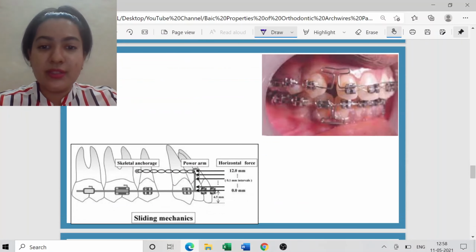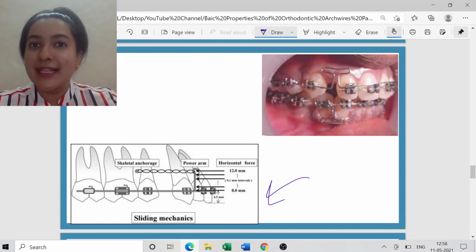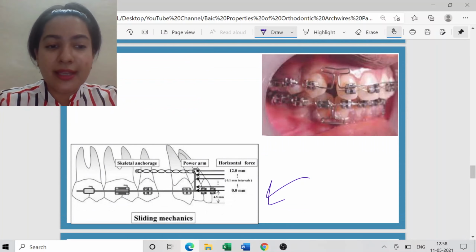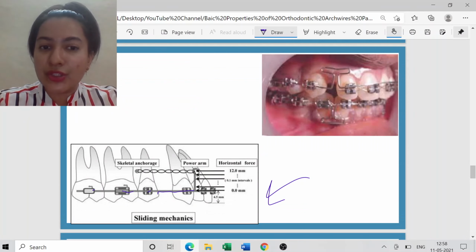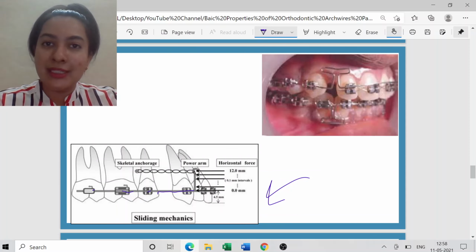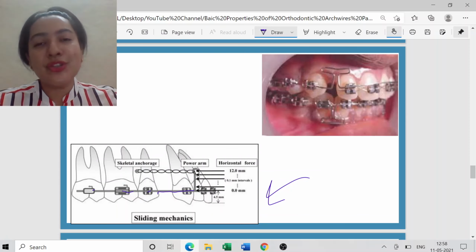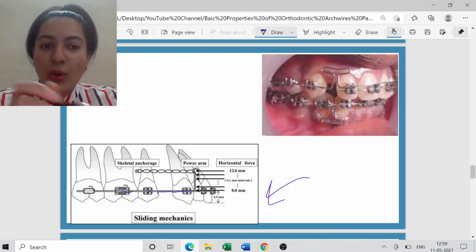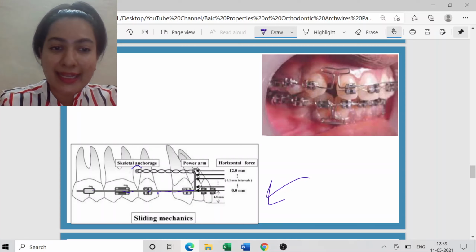The first figure which you see here is that of sliding mechanics. Sliding mechanics is your frictional mechanics. Do you see this assembly? These are the brackets. This is the wire which is running over it. It is a case of first premolar extraction. So we have to retract the anteriors into the space of the extracted first premolar. Either we can do it by individual canine retraction, or en masse retraction can be carried out. En masse retraction is basically canine to canine, all 6 teeth retracted together. So what is done here, as you can see, is that skeletal anchorage is taken.